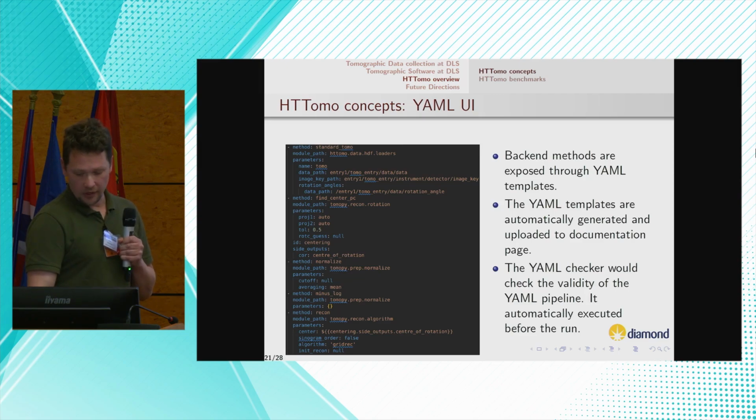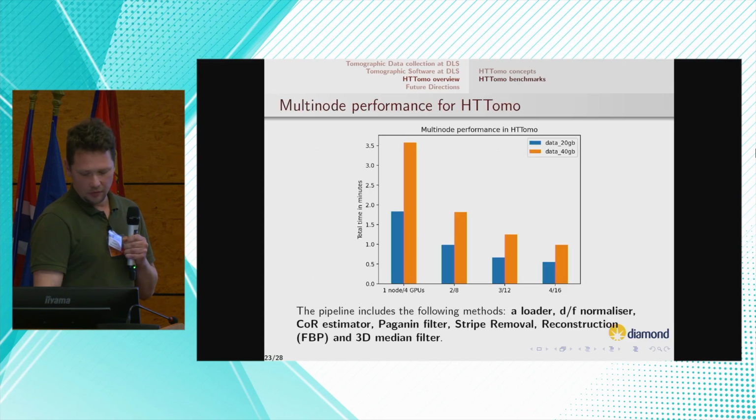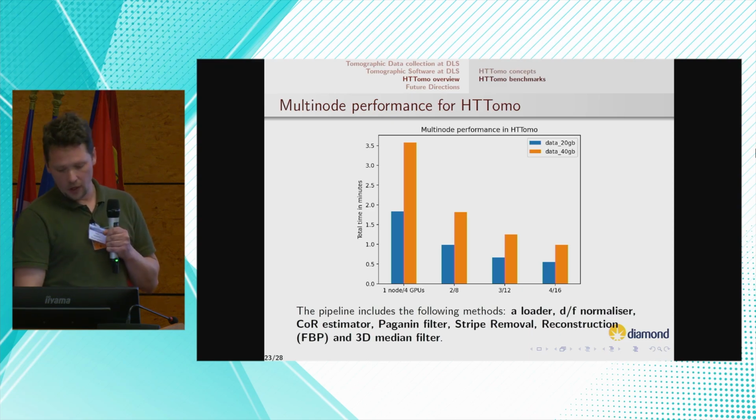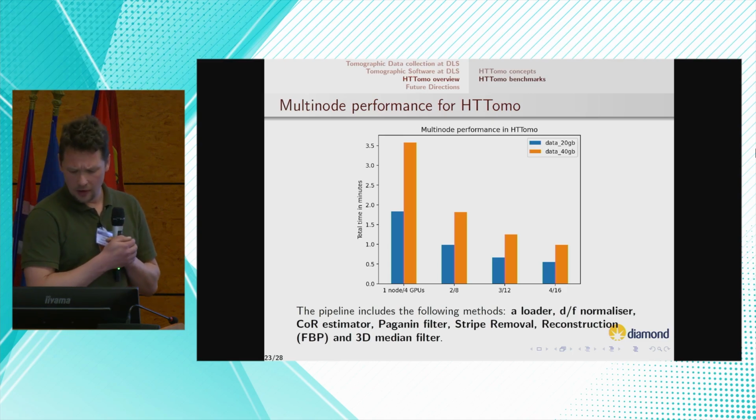And we also have a tool that checks the validity of this YAML, because the users could input things with some errors and so on. So, just quickly through some benchmarks that we've done recently. Essentially, we're running our code on one node or across multiple nodes. We've got this quite simple pipeline with a loader, normalizer, center of rotation estimation, Paganin filter, stripe removal, reconstruction, and a 3D median filter afterwards.